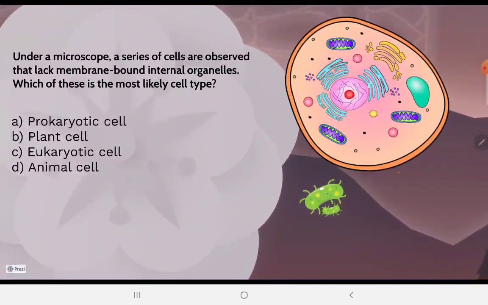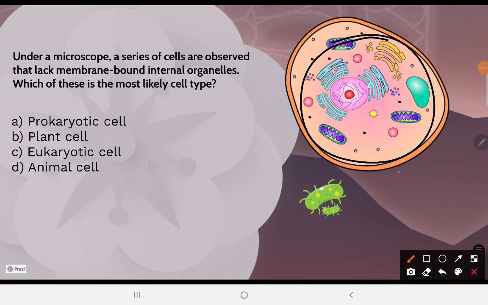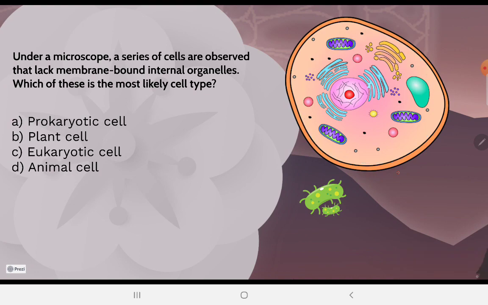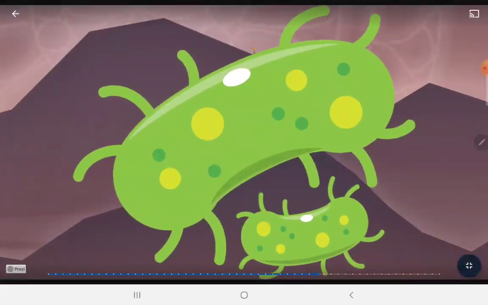14. Using a microscope, a series of cells are observed that lack membrane-bound organelles. And so what are they? So this is a eukaryotic cell, and as you can see, it's very big. It has room for a nucleus and mitochondria and all sorts of organelles. Then you look at bacteria, which are much smaller. They don't have that room.